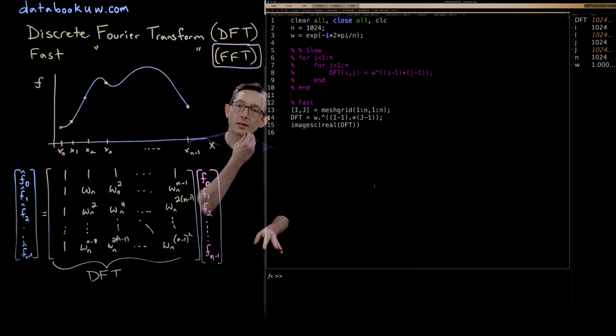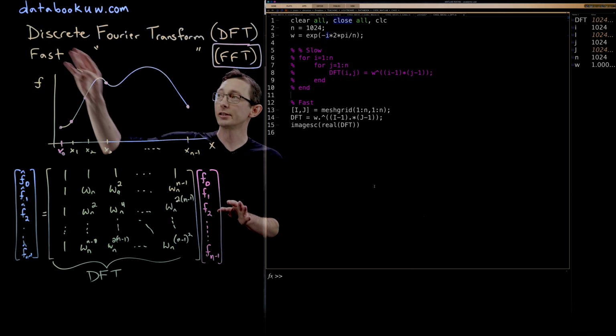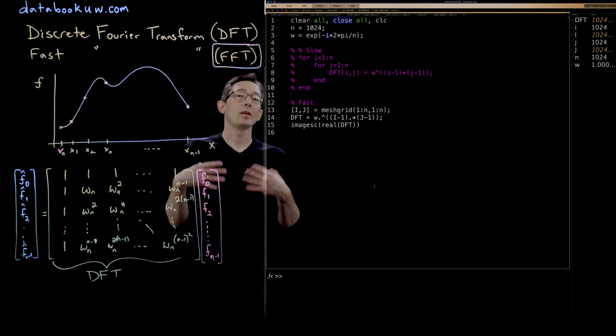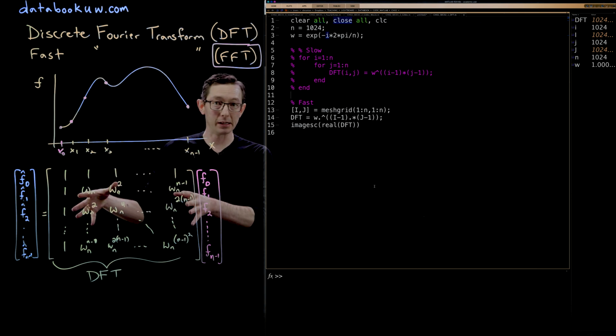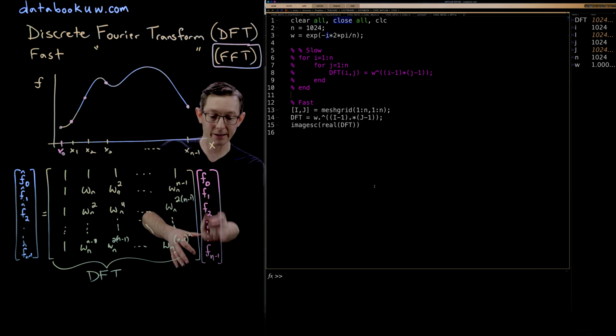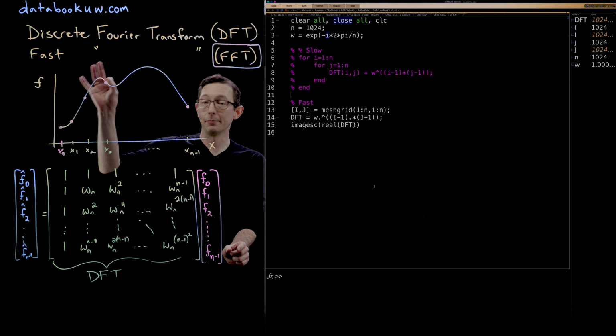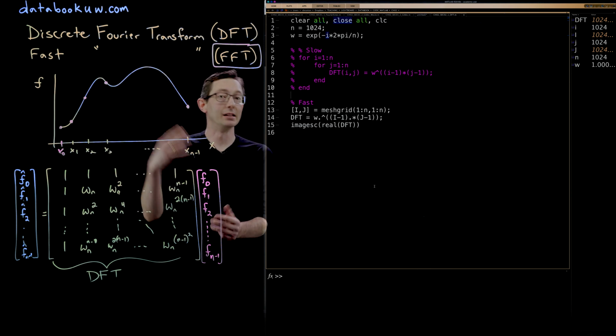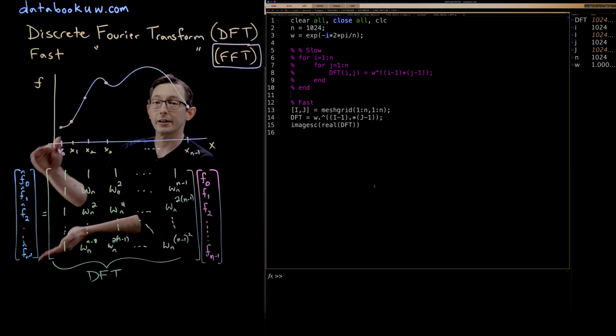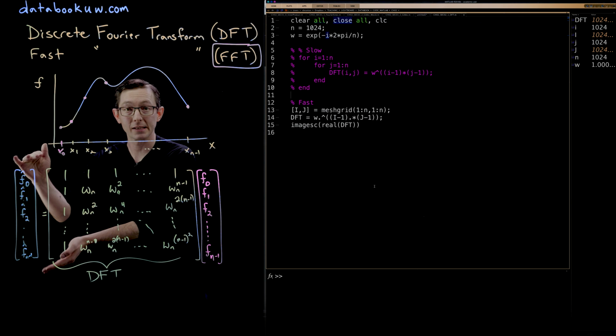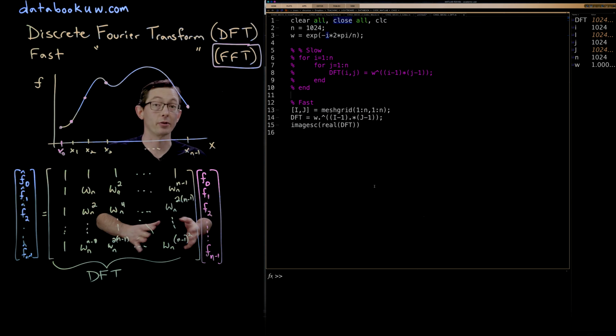Welcome back. So in the last lecture, I introduced the discrete Fourier transform, which is a matrix transform that takes you from a vector of data sampled at regular intervals in space or time to a vector of complex Fourier coefficients for that data.